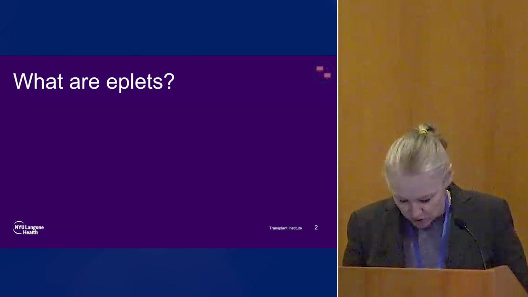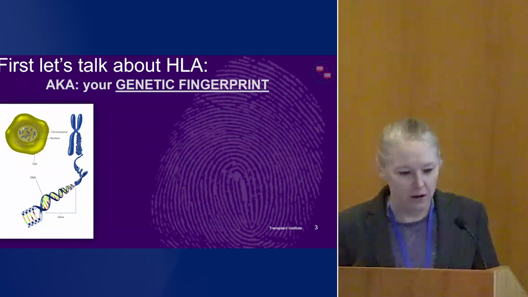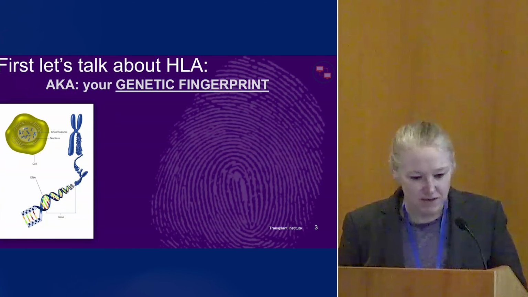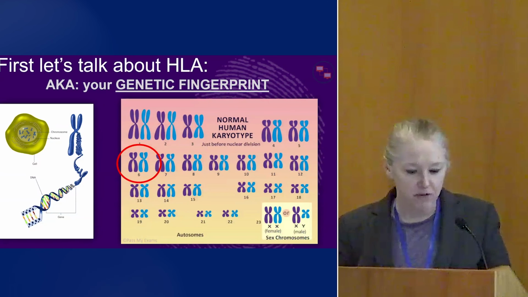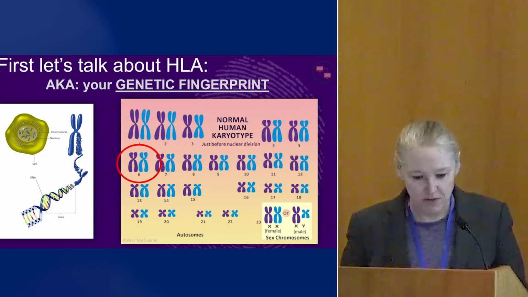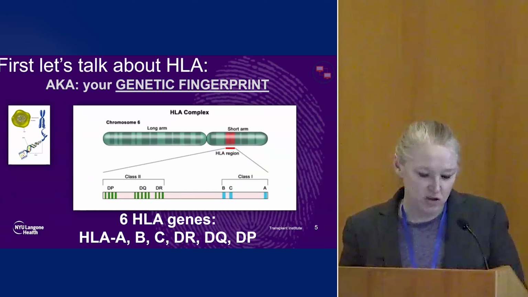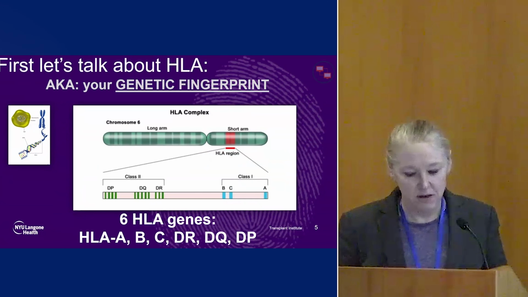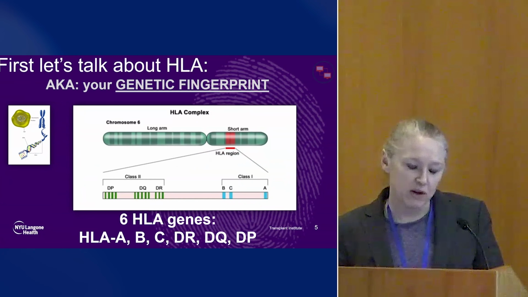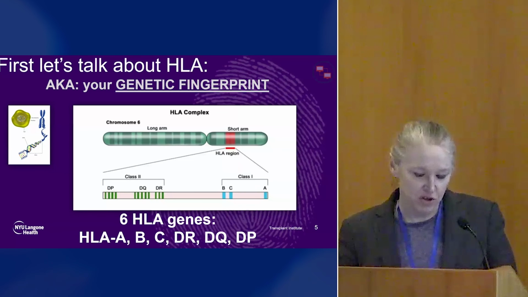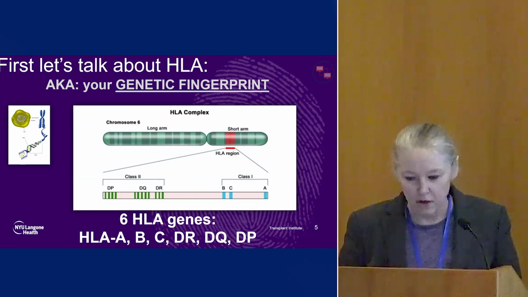So to answer the question as to what are eplets, we take a dive back into a basic biology textbook where we see a schematic of a cell. In the cell's nucleus, we have the chromosomes of the individual, and we'll focus on chromosome 6 here, which houses 6 very important genes known as the human leukocyte antigen genes, or HLA genes. They're A, B, C, DR, DP, and DQ. And these, the genotype, what you express at these 6 different gene loci, make up your genetic fingerprint, what makes every individual unique.